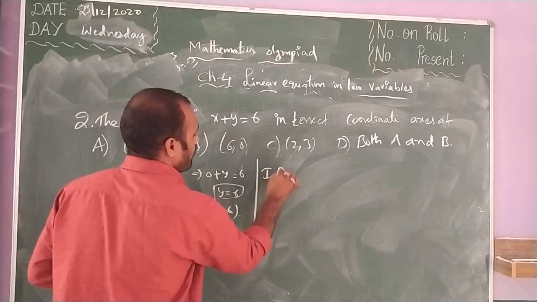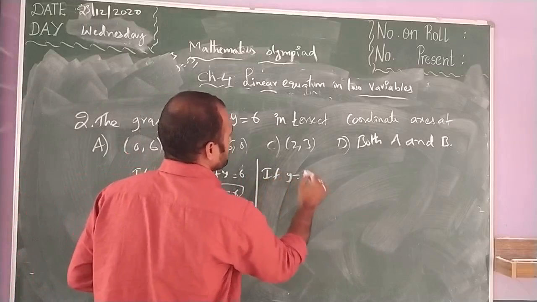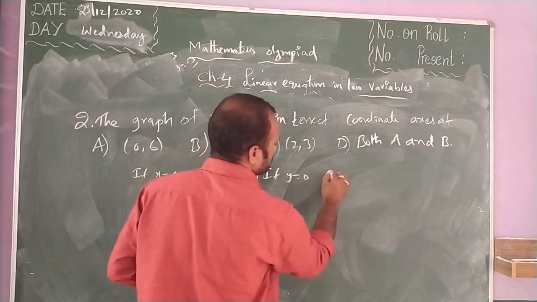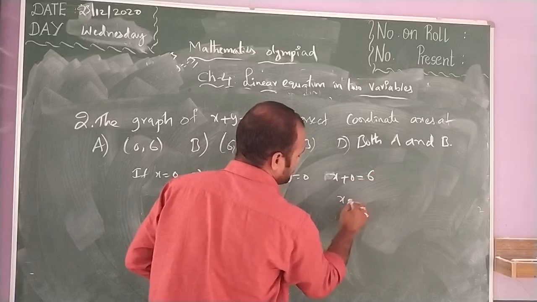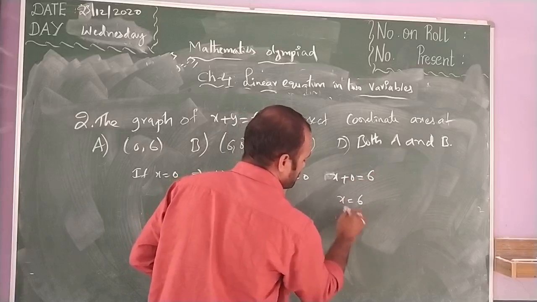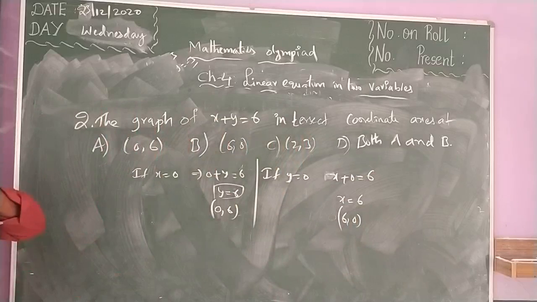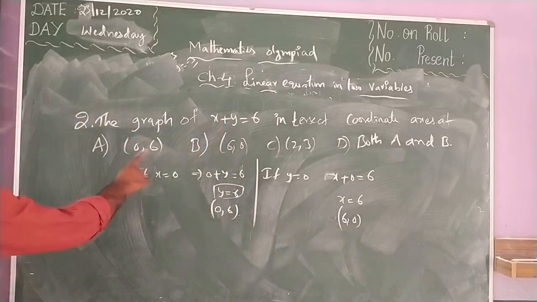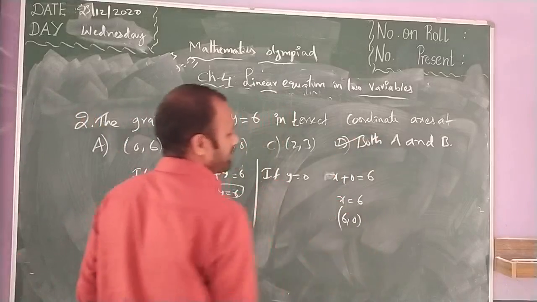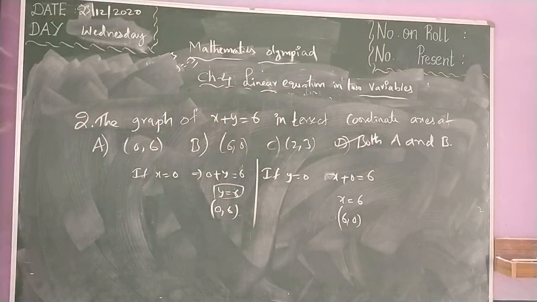Next, second case, if y is equal to 0, then x plus 0 is equal to 6, x is equal to 6. The point is 6, 0. So I am going to get 2 answers, 0, 6 and 6, 0. So options A and B both are correct. Option D is correct.